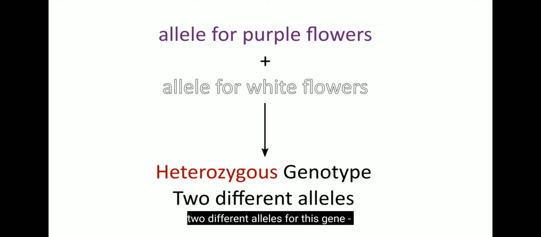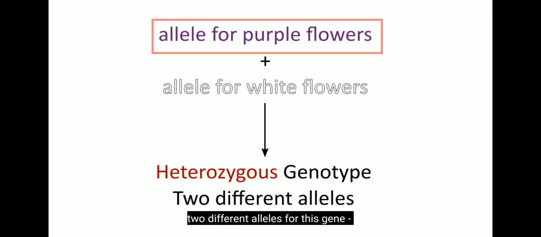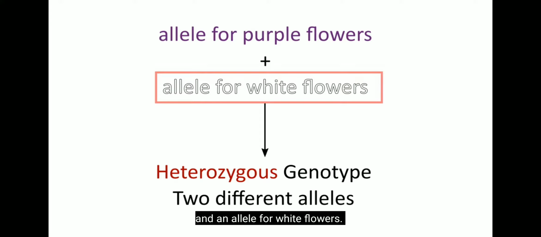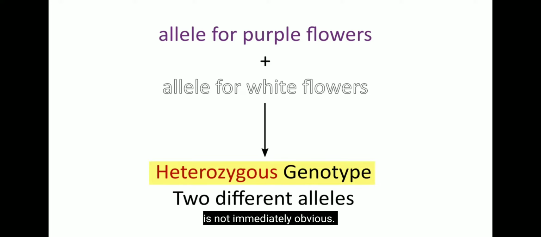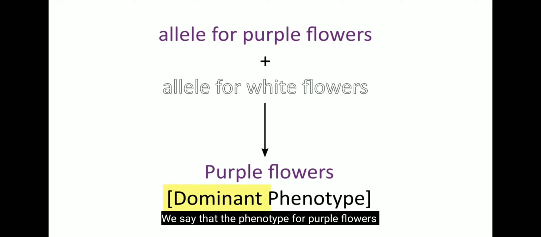Another plant might have two different alleles for this gene, an allele for purple flowers and an allele for white flowers. Such an individual with different alleles is said to be heterozygous. Now, the actual flower color of the plant is not immediately obvious. In this case, the purple flower allele suppresses the white flower allele. The plant has purple flowers. We say that the phenotype for purple flowers is dominant over white flowers.